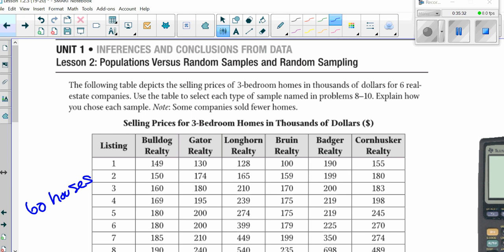I do have the answer key posted online. Again, everything can be found in that Google Doc.